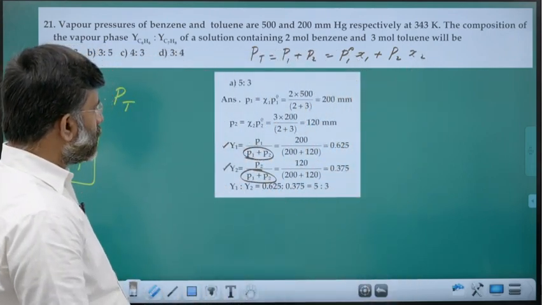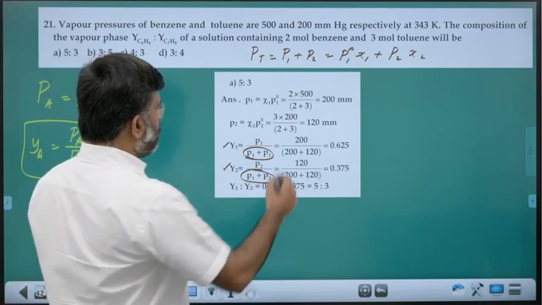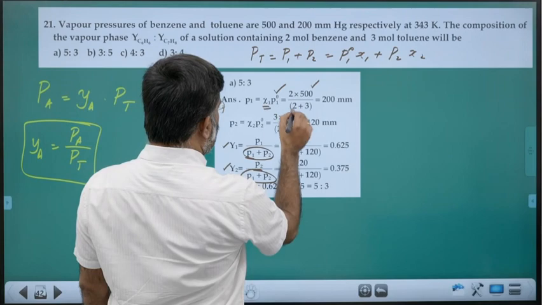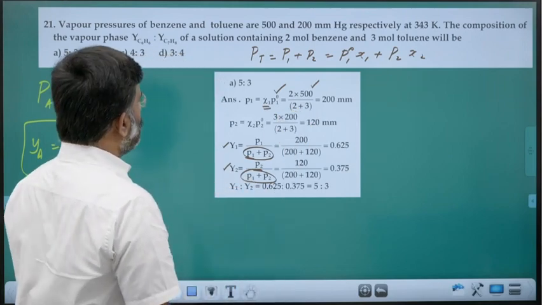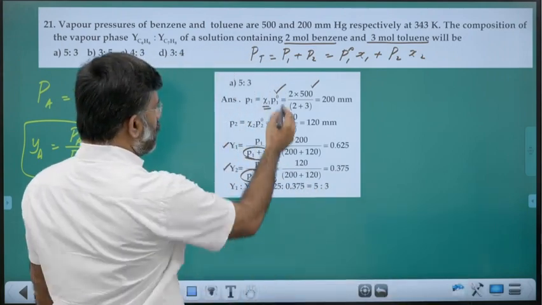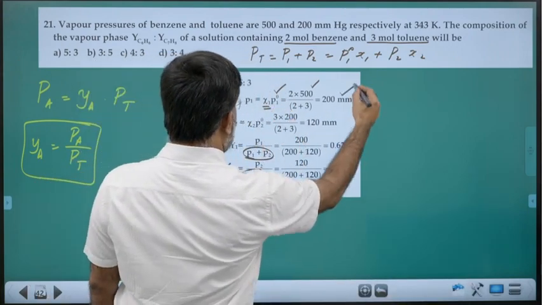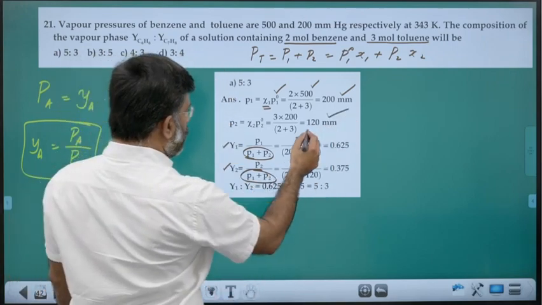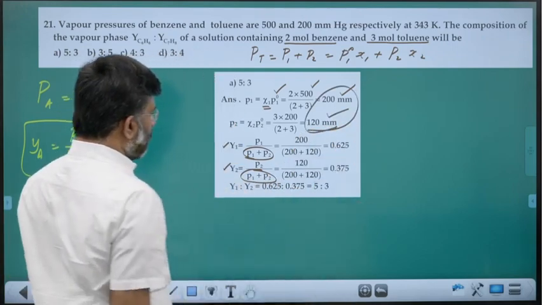P01 x1 plus P02 x2. What is P01 given? 500. What is x1? 2 by 5. How is it 2 by 5? 2 mole benzene, 3 mole toluene. So it is 2 by 2 plus 3. So you are getting P1, then you are getting P2. P1 plus P2, that is P total.